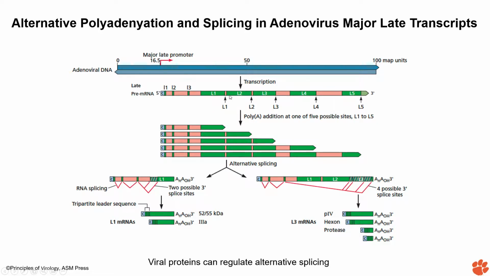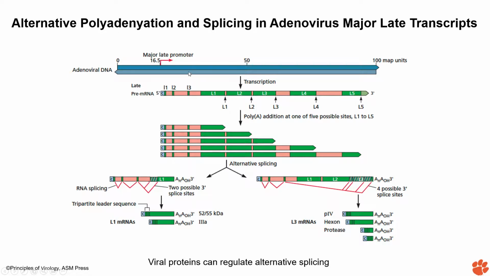Then you have capital L1, L2, L3, and 4. These are the different sites. So what happens is that this L1, L2, L3, L4, L5, these are all polyadenylation sites.